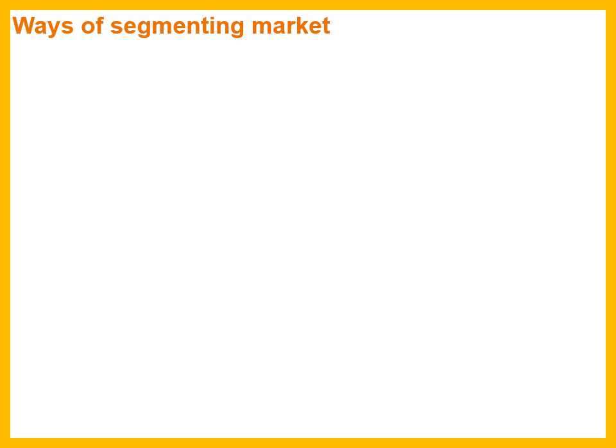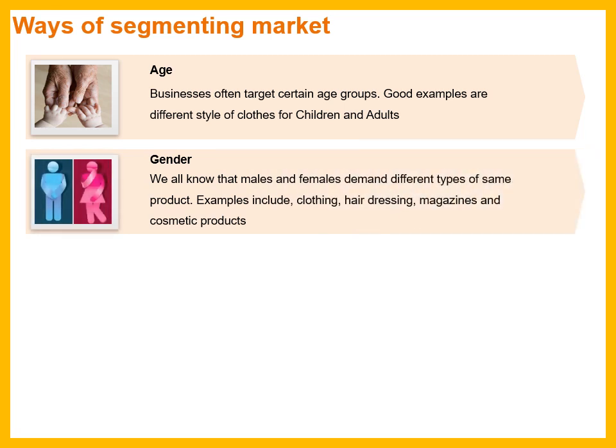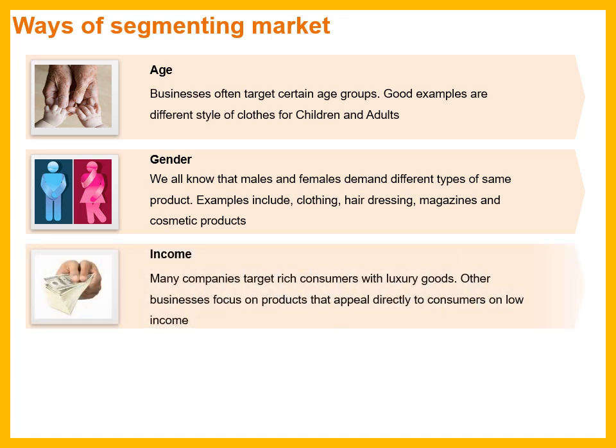Here are the ways of segmenting the market. Age. Businesses often target certain age groups. Good examples are different styles of clothes for children and adults. Gender. We all know that males and females demand different types of the same product. Examples include clothing, hairdressing, magazines, and cosmetic products. Income. Many companies target rich consumers with luxury goods. Other businesses focus on products that appeal directly to consumers on low income.